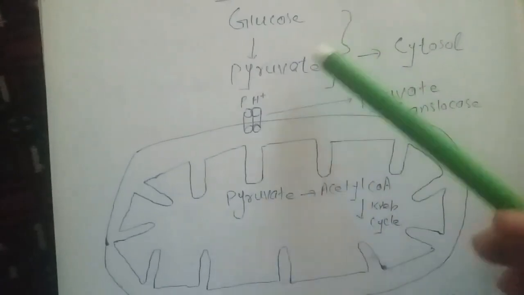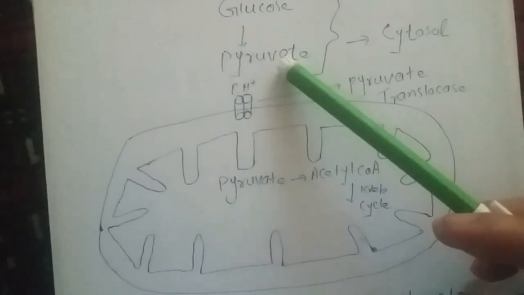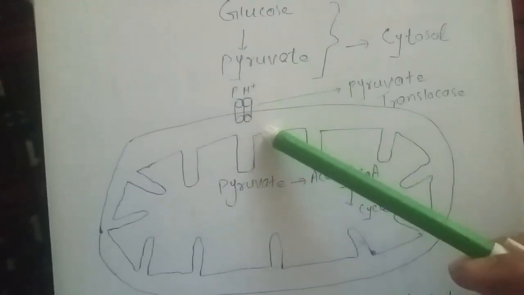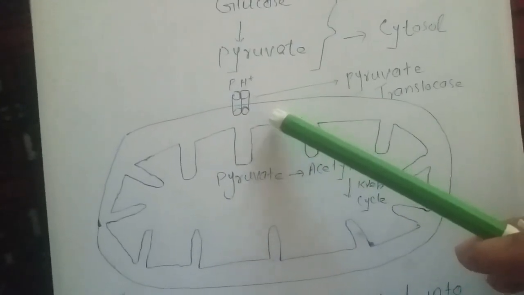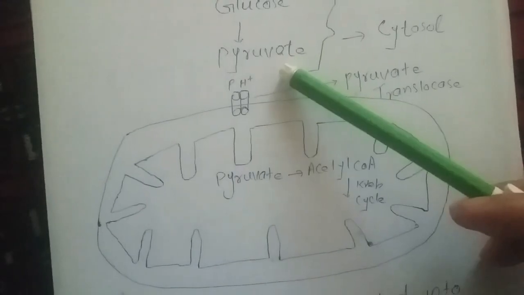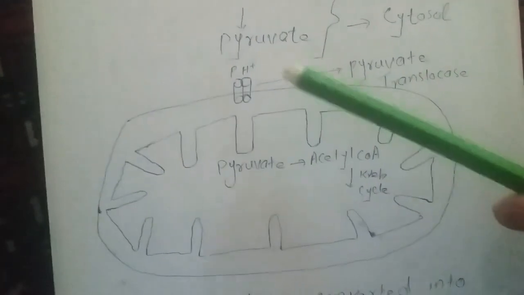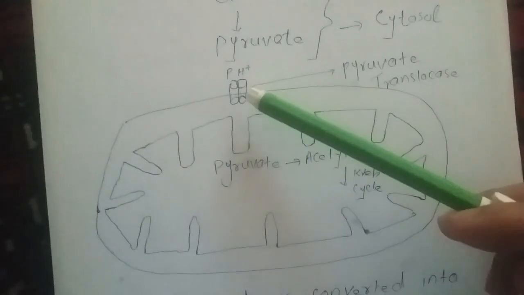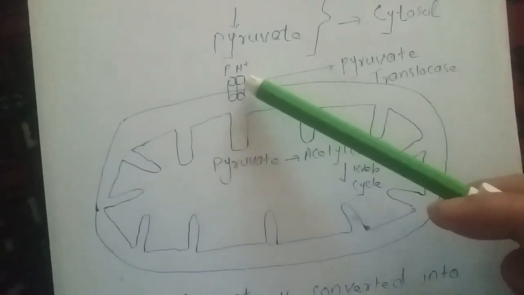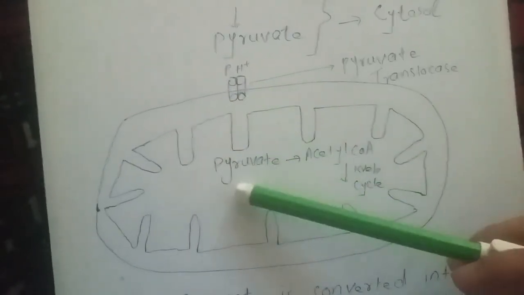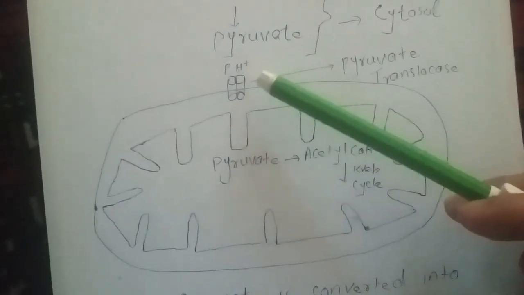Once glycolysis occurs, pyruvate enters the mitochondria. Because pyruvate is a polar molecule, it cannot pass through the mitochondrial membrane, which is a lipid bilayer membrane, by passive diffusion. That's why it requires a transporter. That transporter is called pyruvate translocase, and it is a co-transporter of pyruvate and proton. It will transport one pyruvate molecule along with a proton inside the mitochondria, and during this process one ATP is utilized.